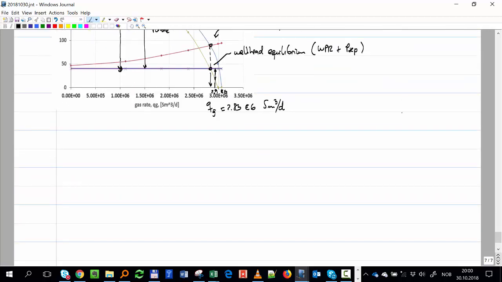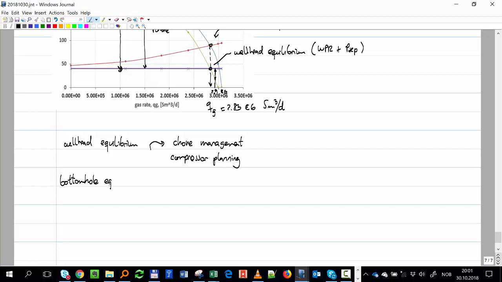Okay, so let's put here a small note. Wellhead equilibrium, choke management, or it can be used for compressor planning, while bottom hole is better for artificial lift.